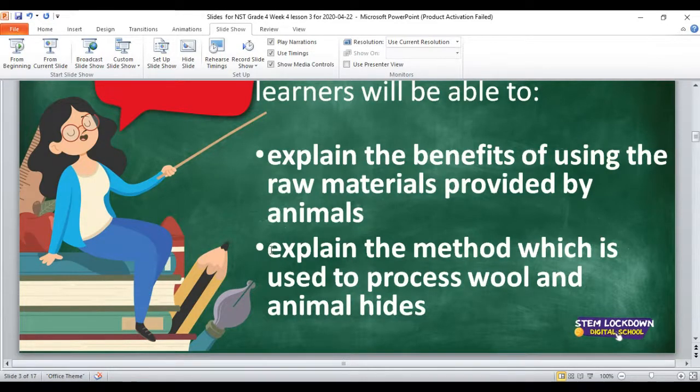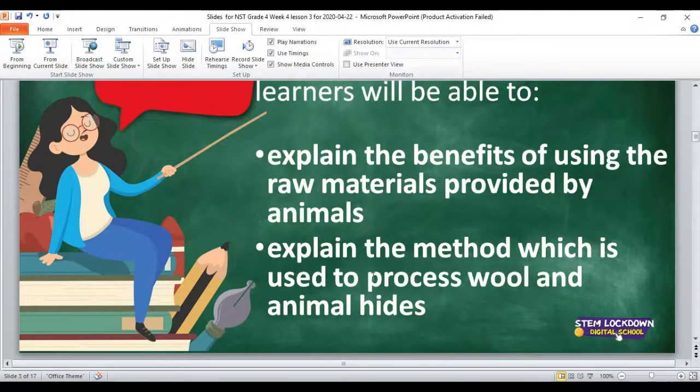Now, number 2, explain the method which is used to process wool and animal hides. Even here, if you can explain the method used to process wool and animal hides, you have met our objectives. Which is very simple. At your spare time, make time to do the task that I gave you, so that at the end of the week, on Friday, when you write a test, you do understand and you are not lost. If you don't follow these lessons, you are going to lose out.